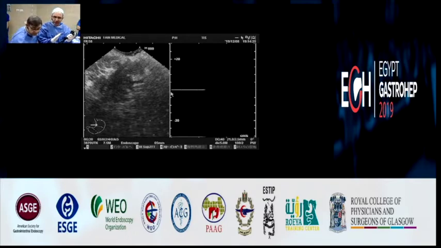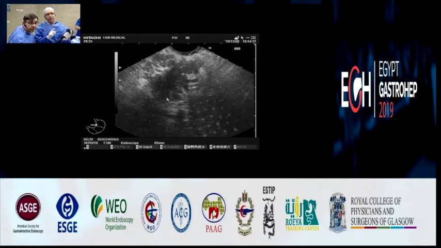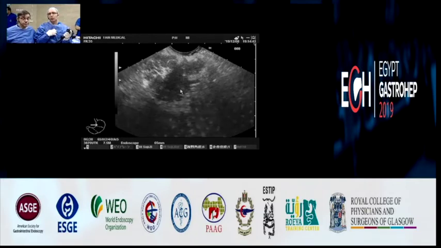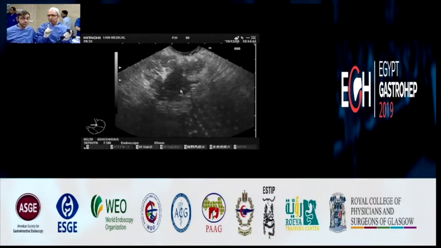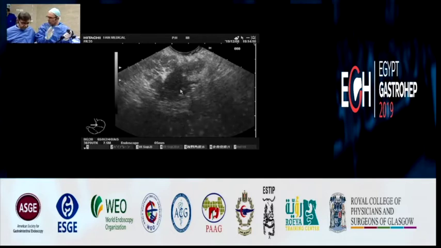So again, this lesion doesn't seem to be adenocarcinoma, doesn't seem to be neuroendocrine tumor, so autoimmune pancreatitis would be a fair diagnosis for this patient. Now comes a very important thing. If we think it's autoimmune pancreatitis, the selection of the needle is very important, because we know from the literature that FNA is not good enough for this diagnosis.